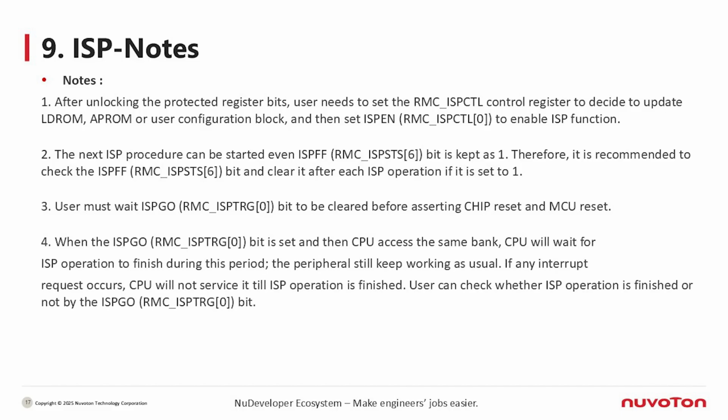4. When the ISPGO bit field is set, and then the CPU accesses the same bank, the CPU will wait for the ISP operation to finish during this period. The peripheral still keeps working as usual. If any interrupt request occurs, the CPU will not service it until the ISP operation is finished. User can check whether the ISP operation is finished or not by the ISPGO.